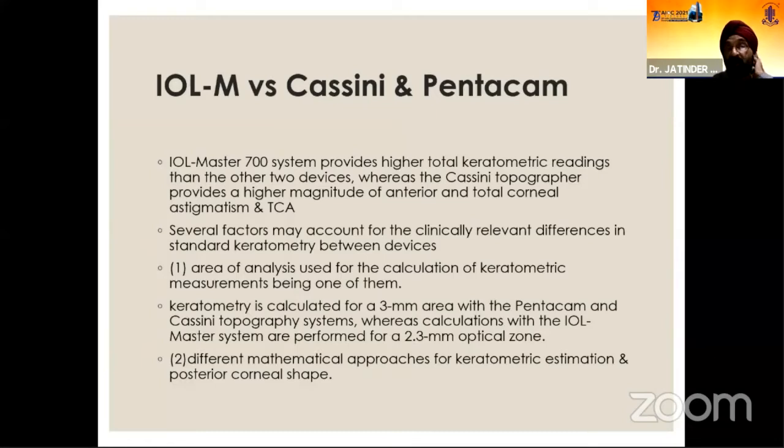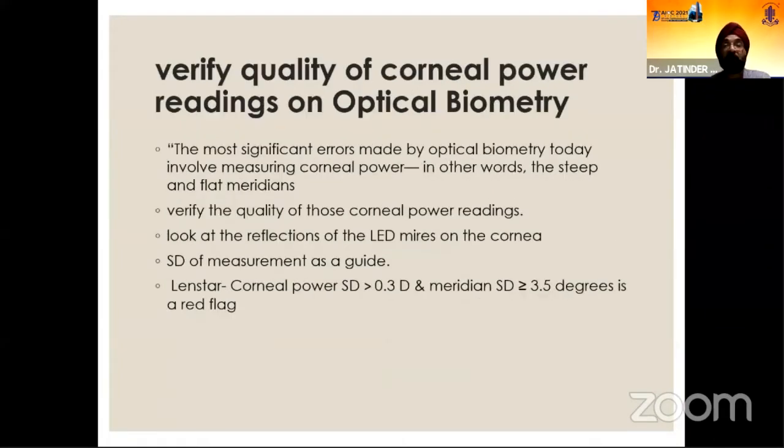If we compare IOL Master with Cassini and Pentacam, then we find that IOL Master 700 provides higher total keratometry readings than the two devices. Several factors may account for the clinically relevant differences, because the area of analysis used for calculation of keratometric measurements is different in the two. Keratometry is calculated at 3 millimeter with the Pentacam and Cassini topography, whereas in IOL Master, this is estimated over a 2.3 millimeter optical zone. And of course, there are different mathematical approaches for keratometric estimation of the posterior corneal shape.